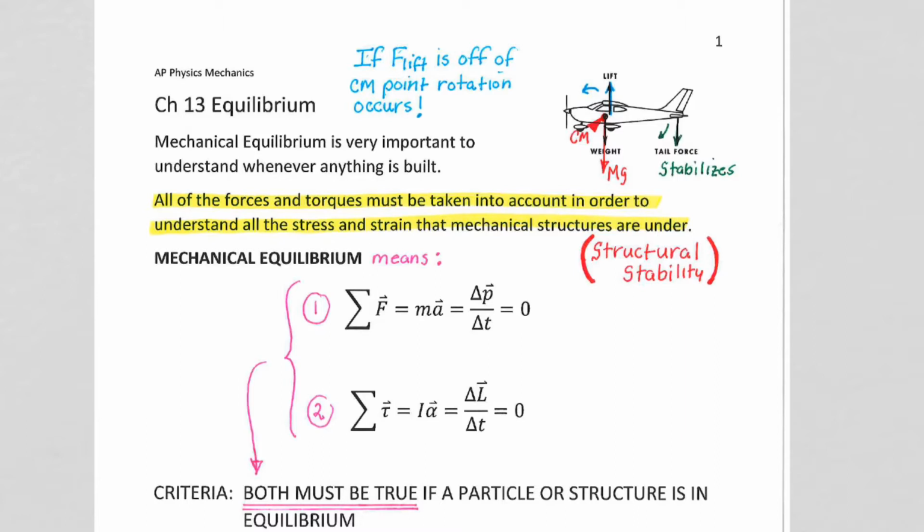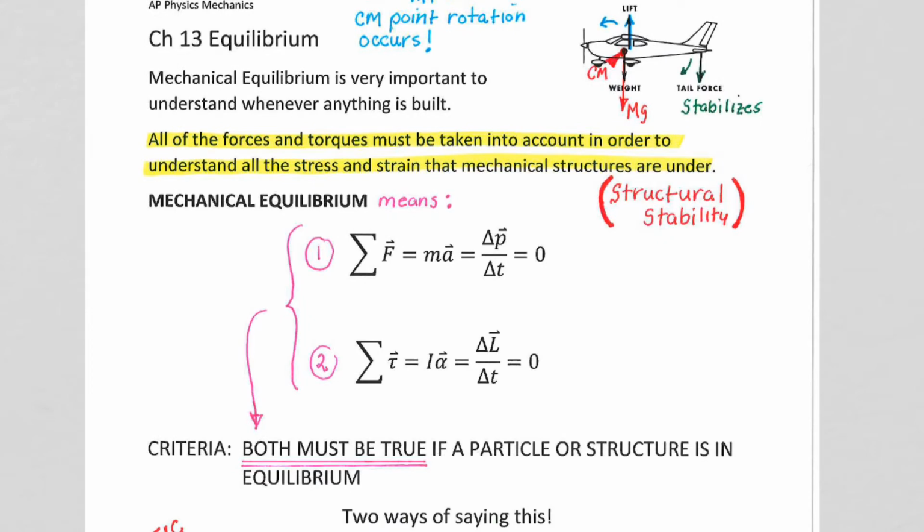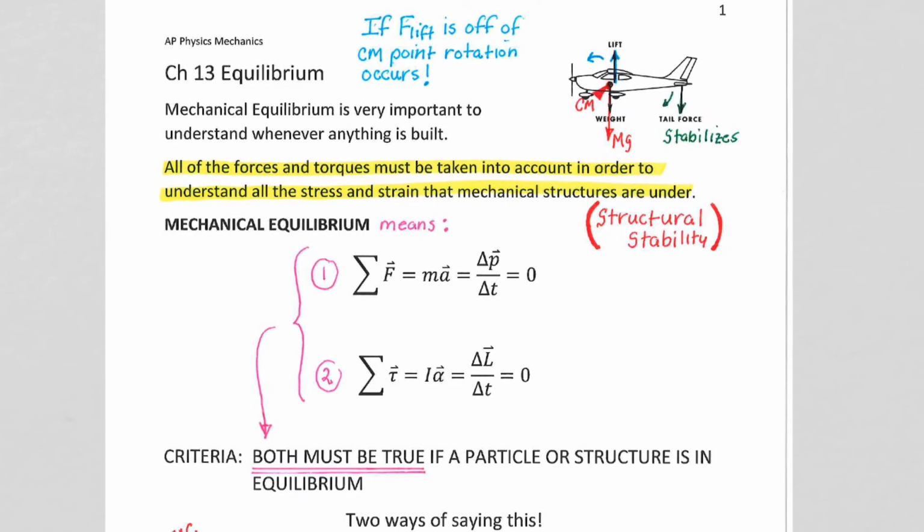Well, equilibrium, we already know for translational motion, sum of the forces equals zero. That means you are in mechanical equilibrium for translation. Well, mechanical equilibrium for rotation means sum of the torques equals zero. And as I have down here, both now must be true for a particle or structure to be in equilibrium.